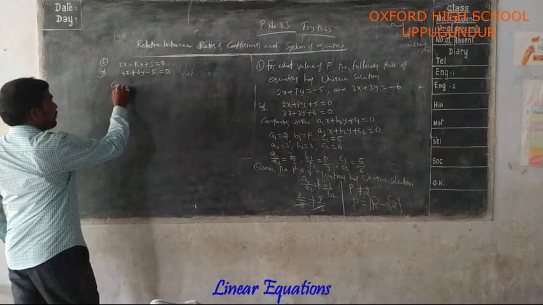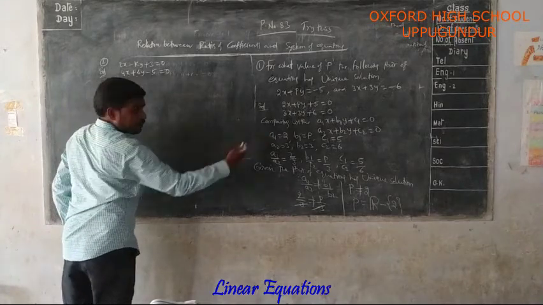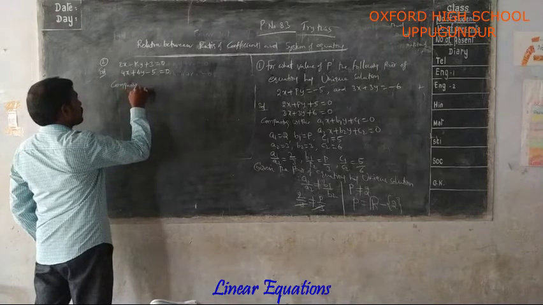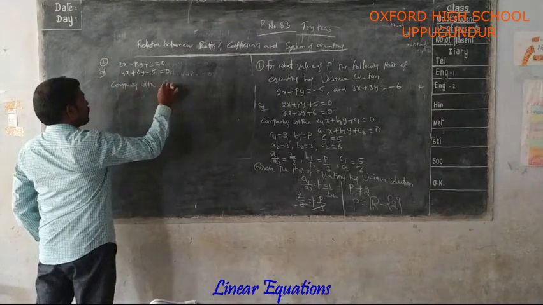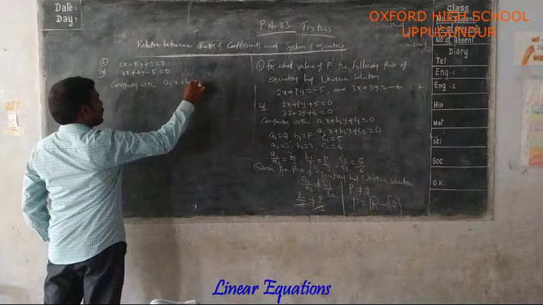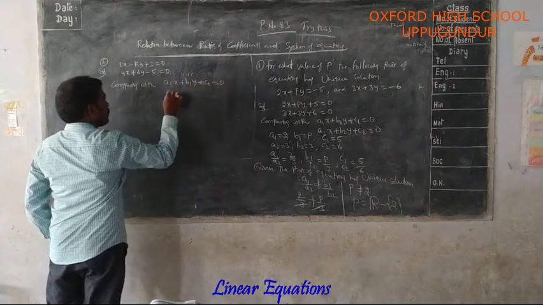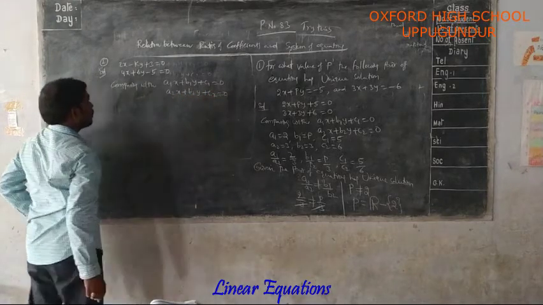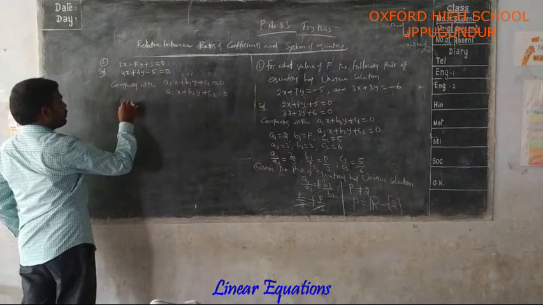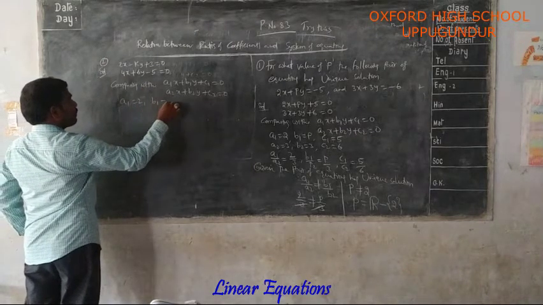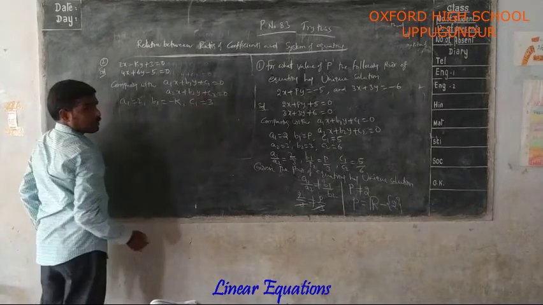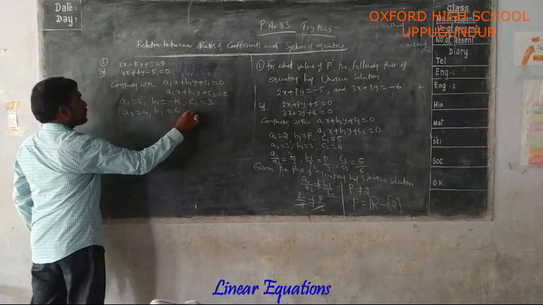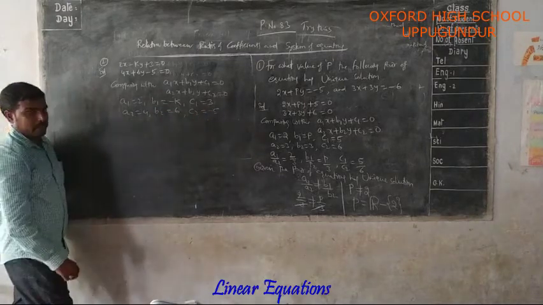Now similarly, in the same manner you have to do. First, what you have to do? Compare with the given system of linear equations. What is the system of linear equations? a1x plus b1y plus c1 equal to 0, a2x plus b2y plus c2 equal to 0. Here a1 value is 2, b1 equal to minus k, c1 equal to 3. Similarly a2 equal to 4, b2 equal to 6, c2 equal to minus 5.